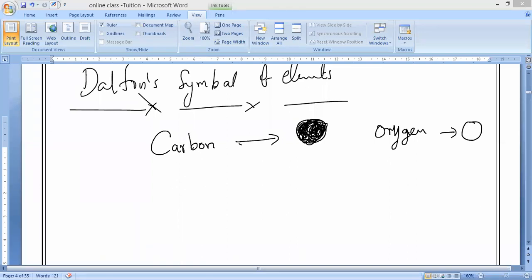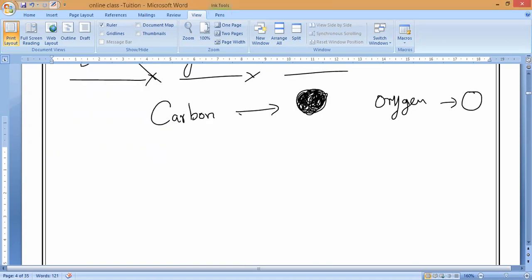Now, for example, if we take sulfur, what is the symbol of sulfur? Silver, why, sir? We can represent Ag. Which one, Ra? Silver. Sulfur also is represented with S only, and silver also with S only, which means it is confusing, correct?